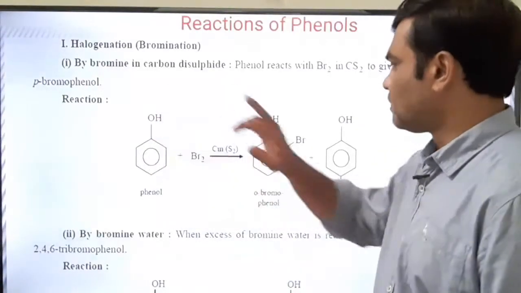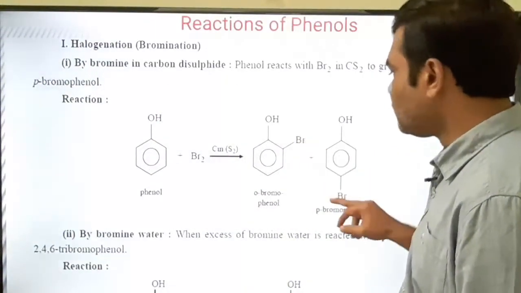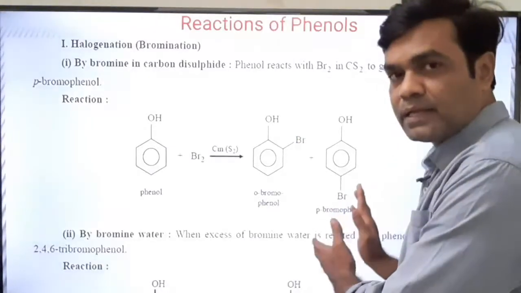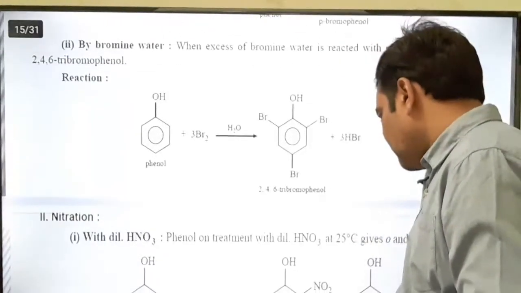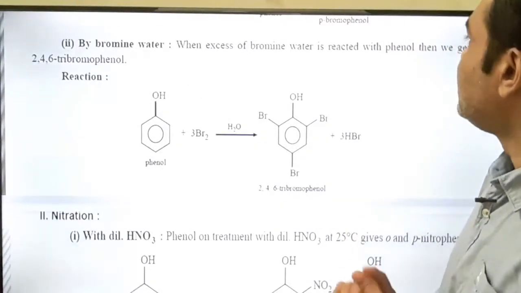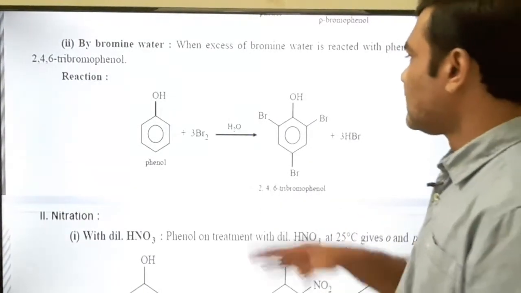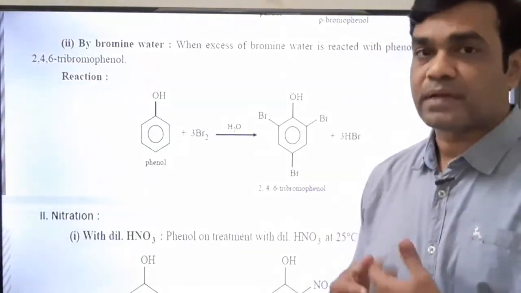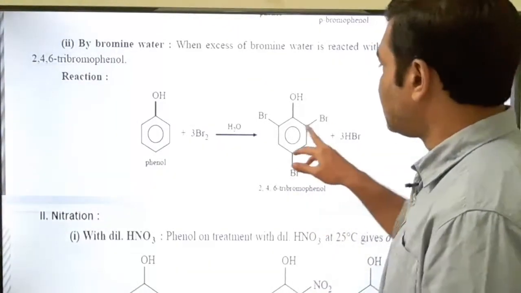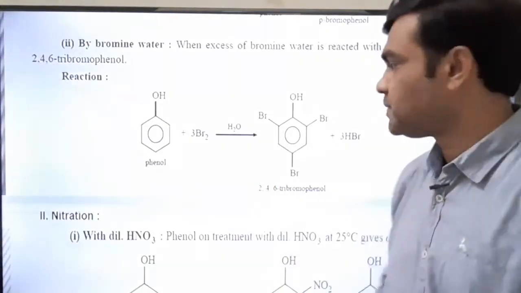Remember, the OH group is ortho-para directing, and we get two products. Of course, para is major and ortho is minor. However, if you use bromine water, then we get 2,4,6-tribromophenol. Tri-substitution takes place at both ortho as well as para positions.